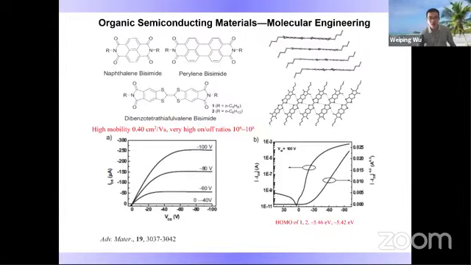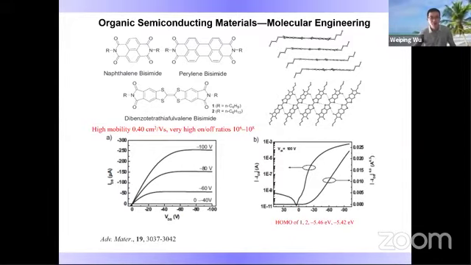Using our synthetic approach, we can synthesize these molecules by tailoring their chemical structures. We actually learned quite a lot from classical molecules. For instance, perylene bisimide is a famous red dye that was pioneered by the German corporation BASF for industrialization. In daily life, a lot of the red dyes we use are actually this type of perylene bisimide dye.